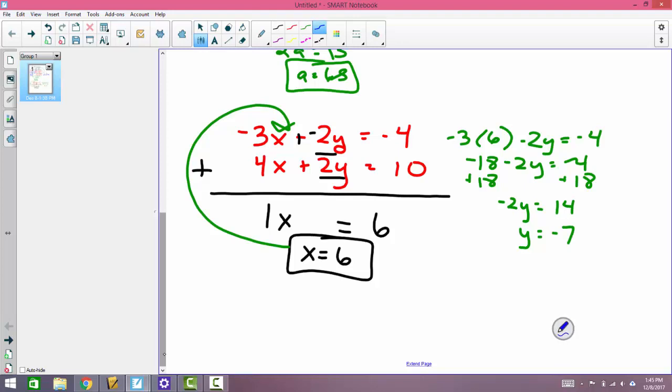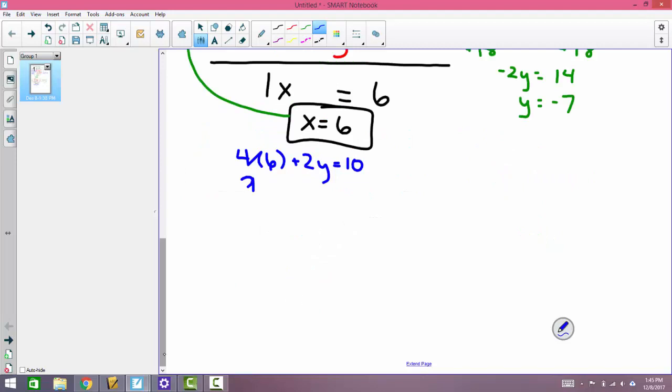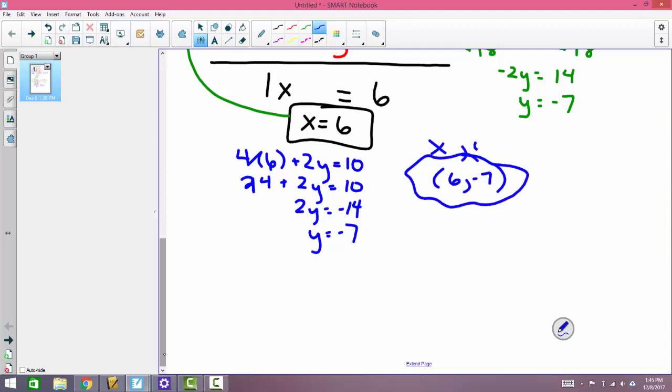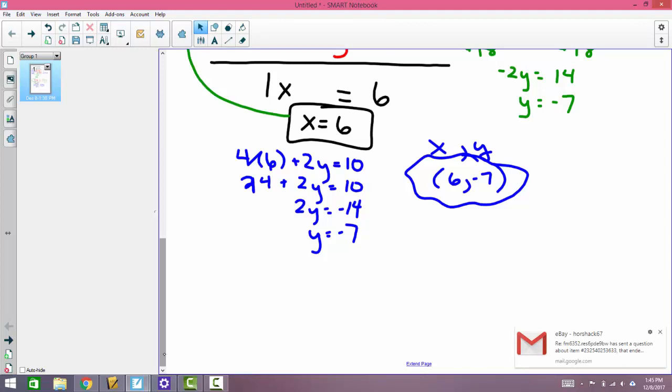Just to make sure, plugging it into this one as well. 4 times 6 plus 2y equals 10. So 24 plus 2y equals 10. Subtract 24, so 2y is negative 14, and yes, you get negative 7 as well. So the ordered pair solution here is 6, negative 7, and for sure that's right. That's the x and the y. That's the point where they cross. So this elimination, substitution, graphing, all of these are just solving the point where they cross.